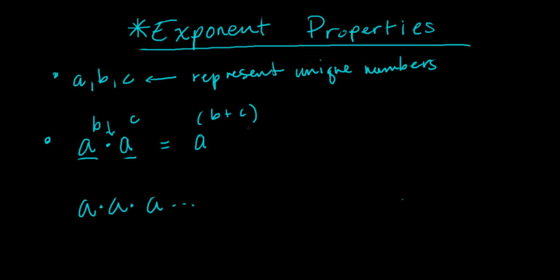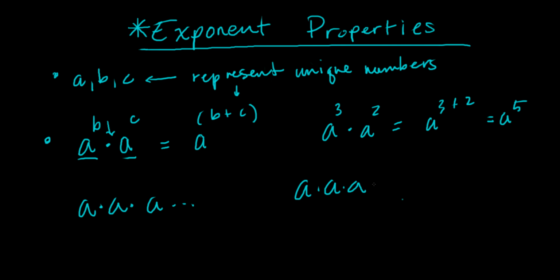So let's use a real example to figure out how we get this property where we simply add these exponents. What if we had a to the third power multiplied by a to the second power? The property says that should just be a to the 3 plus 2, which should be a to the fifth. Well, let's see. A to the third power means a times a times a.